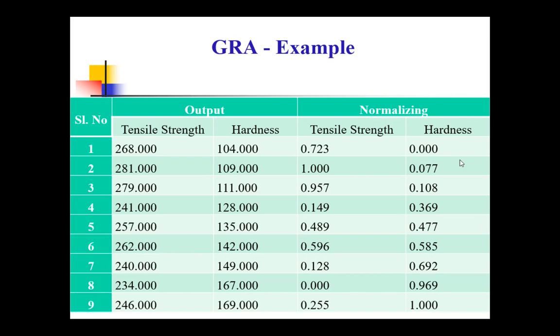281, and the lowest is experiment number 8, 234. So corresponding, look into the normalizing value: the maximum 281 corresponds to 1, that is the range, and 234 corresponds to 0. The other values lie in between 0 and 1. Similarly for hardness, the lowest hardness is 104 in experiment number 1, and the maximum is experiment number 9, 169. So the minimum 104 is normalized to 0 and 169 is normalized to 1. So this is the normalizing procedure based on the formula.